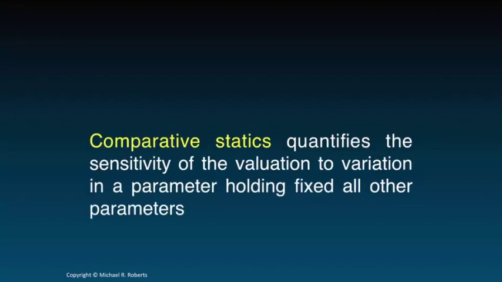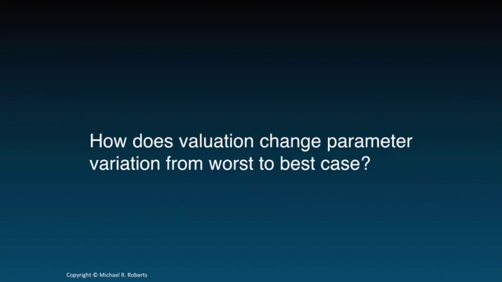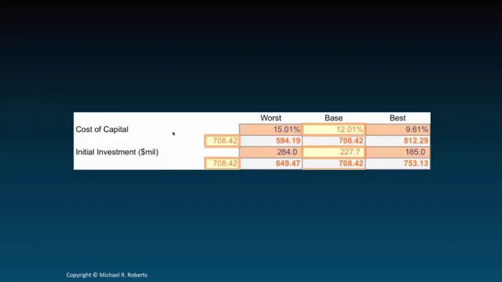Now let's turn to some comparative statics. Comparative statics quantify the sensitivity of the valuation to variation in a parameter, holding fixed all other parameters. I want to look at how valuation changes as a parameter varies from what I'll call a worst case to a best case scenario. Again, I'm going to focus on the cost of capital and the initial investment. By my estimates and discussion with Treasury, the range of estimates for my cost of capital varies from a low of 9.61%, which is a best case scenario, a very inexpensive cost of capital, to a high of 15.01%.